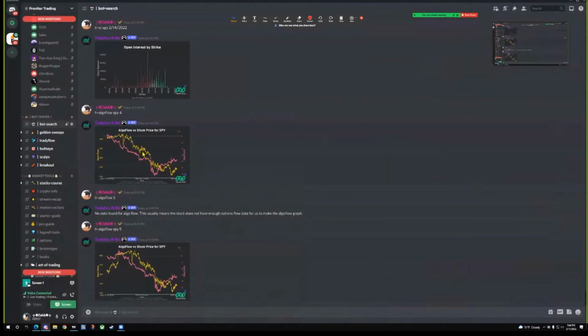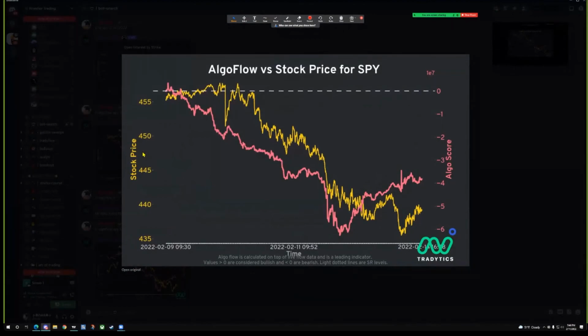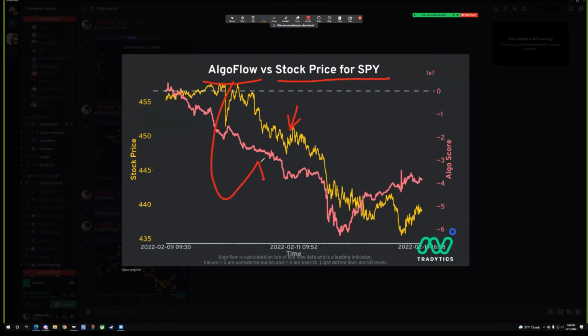Essentially, what you're looking for in charts like these is, the yellow line is indicating the stock price, which is this thing right here, and then also the algo flow, which are basically just option trades made by algorithms or just regular professional traders, shown usually by the pink line, which ends up being green if it goes above the 0 level. Now, on the y-axis, that's the stock price, and on the x-axis, you will get the time frame that you're looking at for that stock.